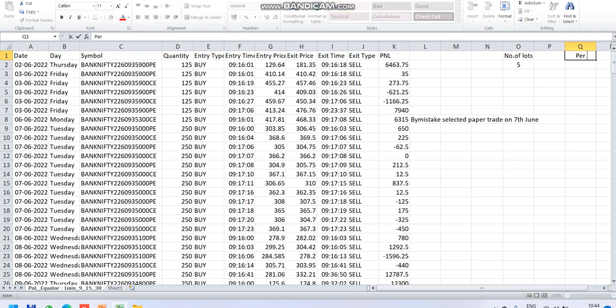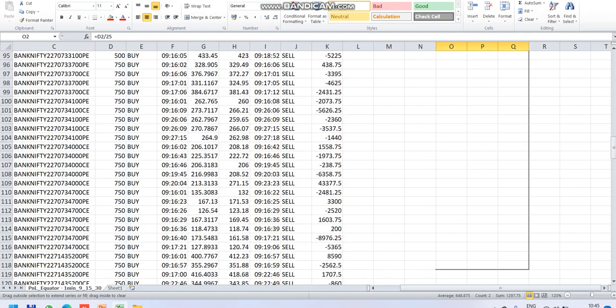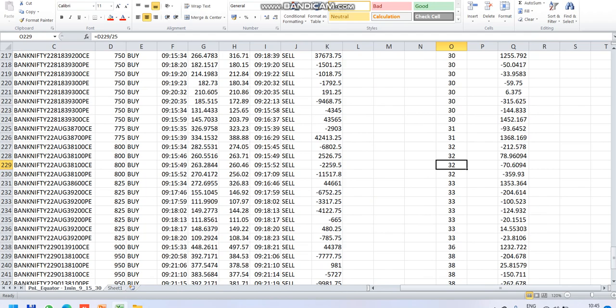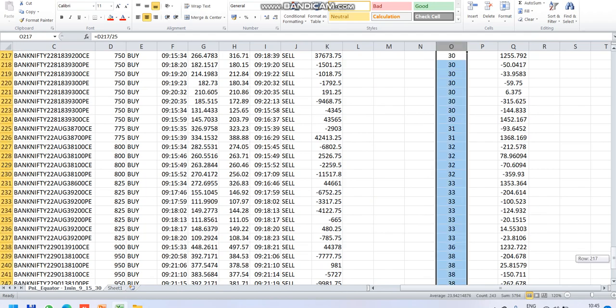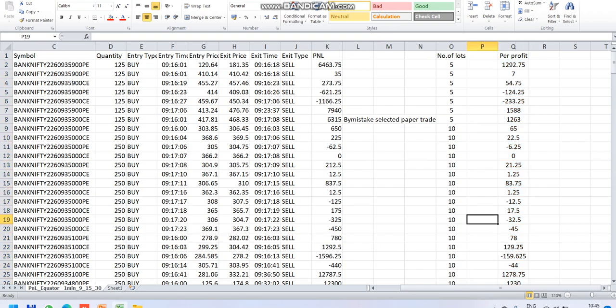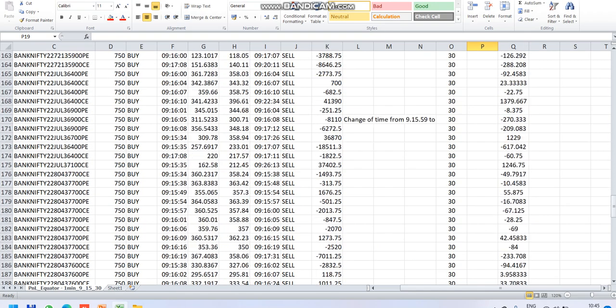So per lot profit, okay, I'll just calculate it, this will be total profit divided by number of lots, right? So per lot it is 120, okay, for that particular day. So I'll copy this formula for the entire 3 months. So we'll get, this is column O, the number of lots, and column Q is per lot profit for 3 months. This is okay.